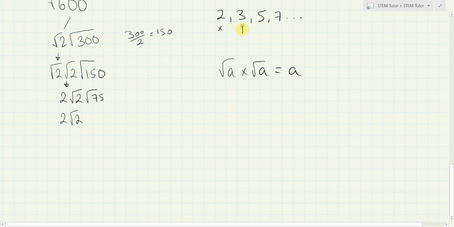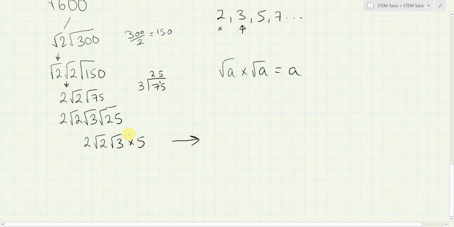Now let's move on to 3. Does 3 go into 75? 3 goes into 7 twice, remainder 1. 3 goes into 15 5 times. So it does, with no remainder. So now we have root 3, root 25. Now we have the square root of 25, which we know from our square numbers is actually just 5. So that would leave us with 2, root 3 multiplied by 5.